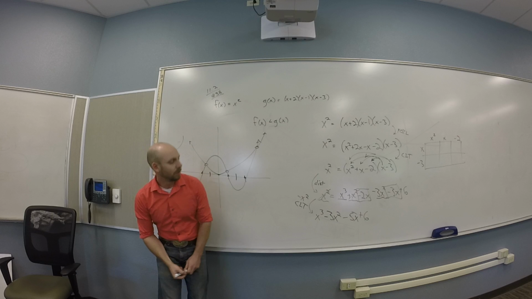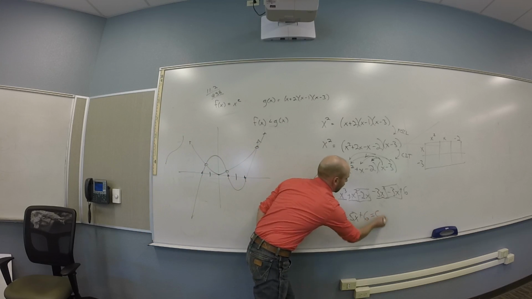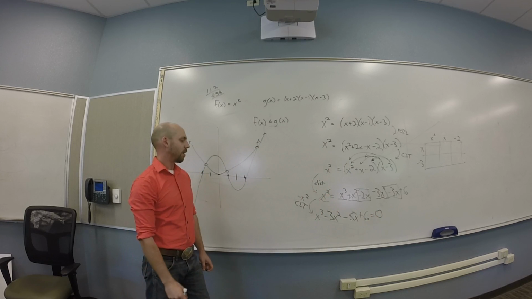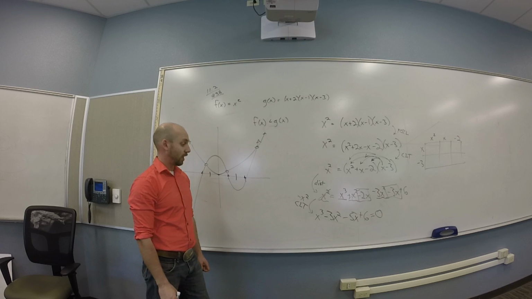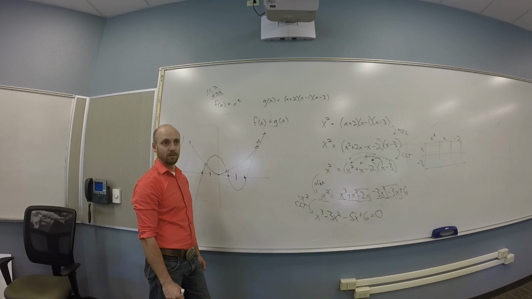Okay, equals 0. Good. Equals 0. And now I have a cubic equal to 0, and I cannot obviously factor this thing. So what do you try? Don't try the quadratic formula.